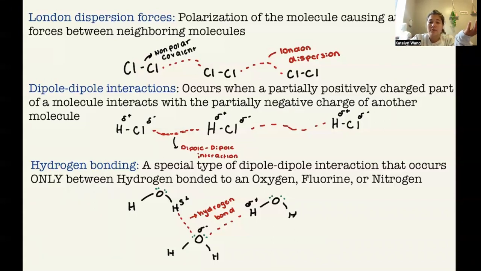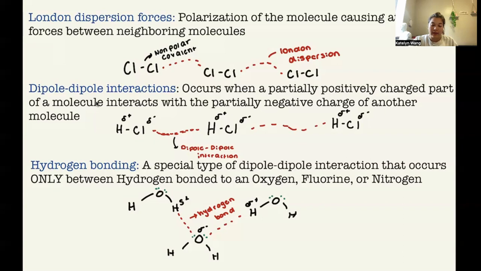One of the most common things that I see people get wrong about London dispersion forces is thinking that they only occur in nonpolar covalent bonds. And that is what it's typically associated with, because there's no permanent dipole between two nonpolar covalent molecules. But the important thing to know is that London dispersion forces occur in all types of intermolecular bonding. If dipole-dipole is present, London dispersion forces are also present. So that's always going to be a common theme within intermolecular bonds.